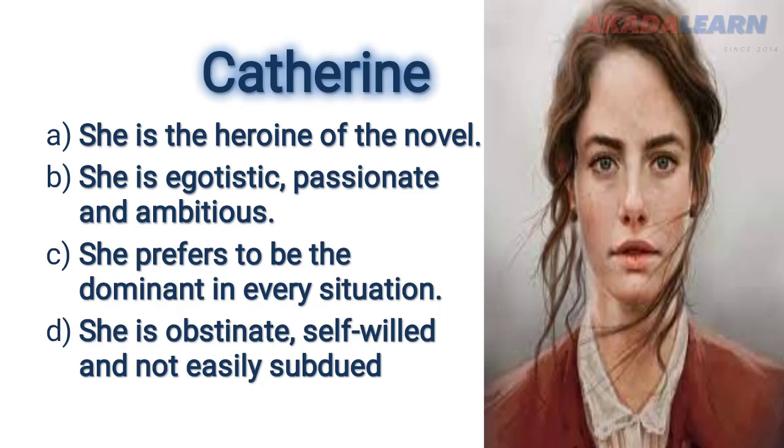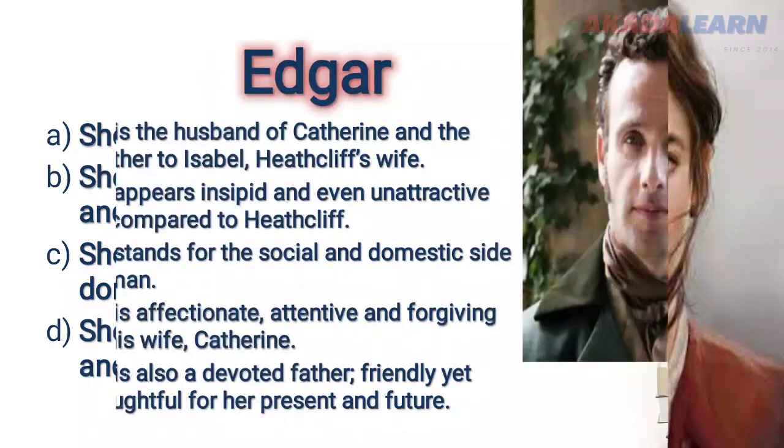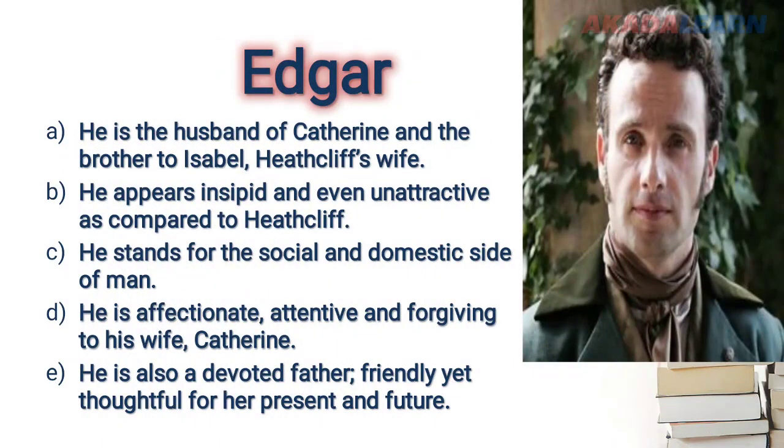Another important character in this book is Edgar Linton. Edgar Linton is the husband of Katherine and the brother to Isabella, Heathcliff's wife. He appears insipid and even unattractive as compared to Heathcliff. He's just plain and unattractive. He's just there. That's how the character of Edgar is portrayed. A plain and unattractive man.